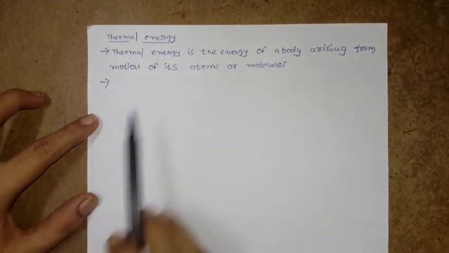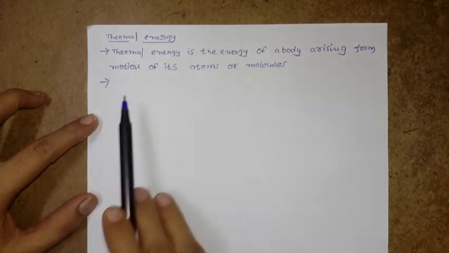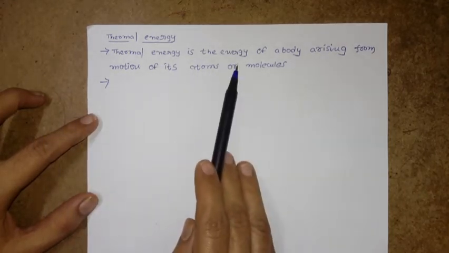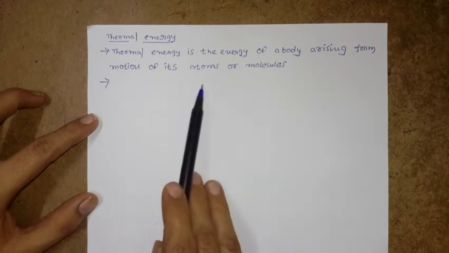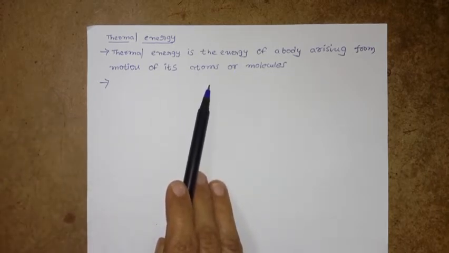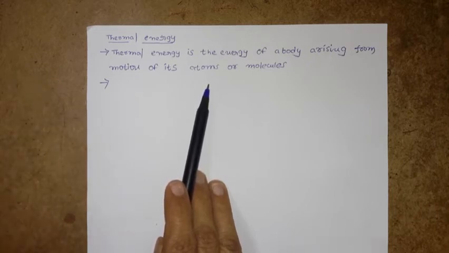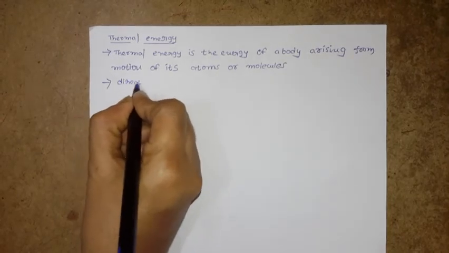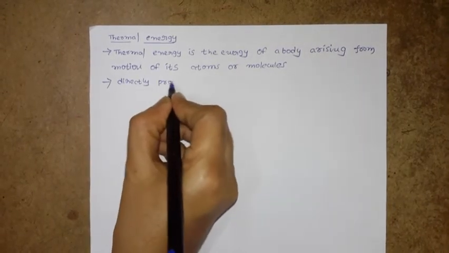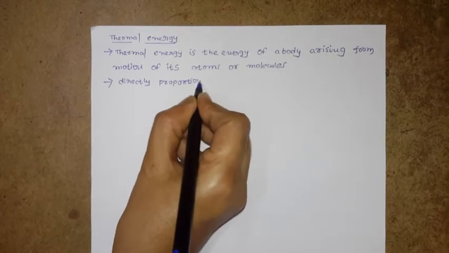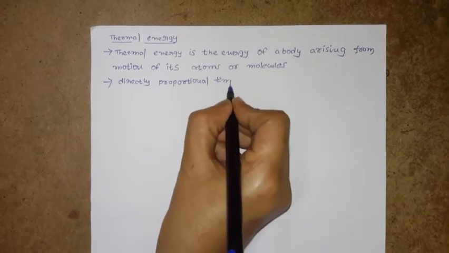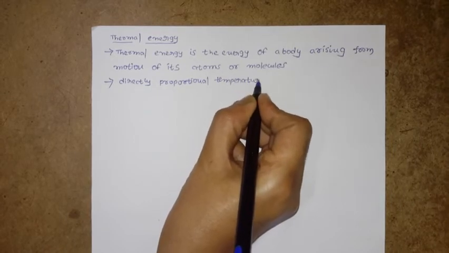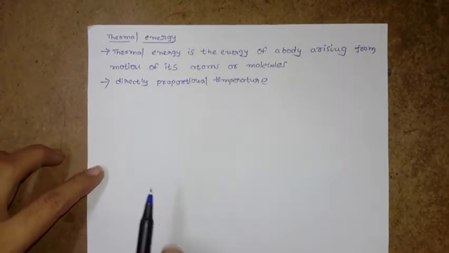Next, thermal energy. What is the definition of thermal energy? Thermal energy is the energy of a body arising from the motion of its atoms or molecules. Whenever atoms or molecules are moving, they get some energy, which is called thermal energy. This is directly proportional to temperature. What is the meaning of that? Once the temperature increases, thermal energy increases.